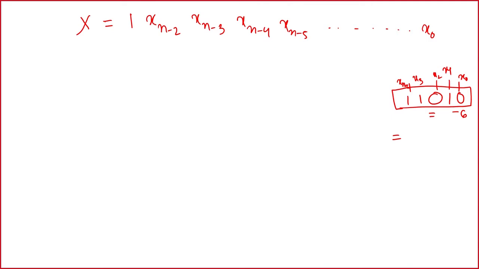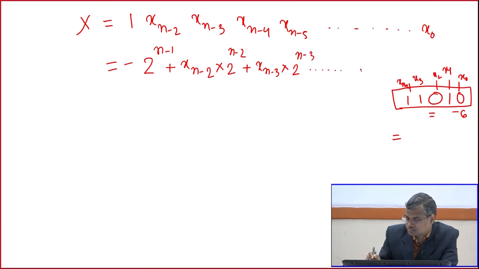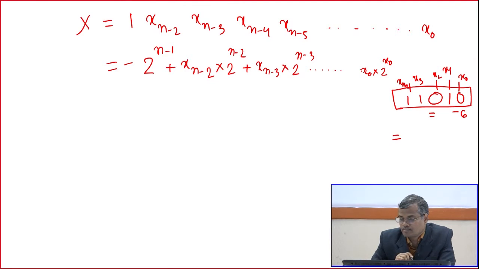So, for any negative number we can represent it as minus 2 to the power n minus 1, plus x n minus 2 into 2 to the power n minus 2, plus x n minus 3 into 2 to the power n minus 3, and so on, up to x 0 into 2 to the power 0.